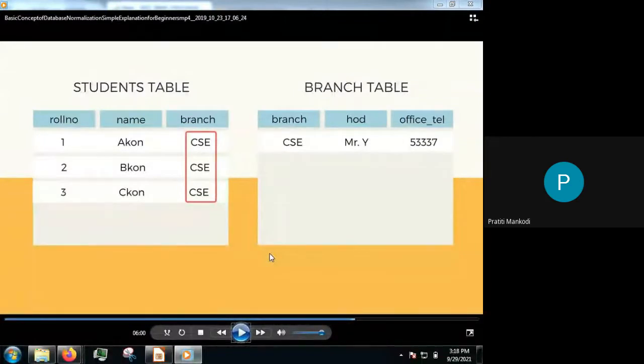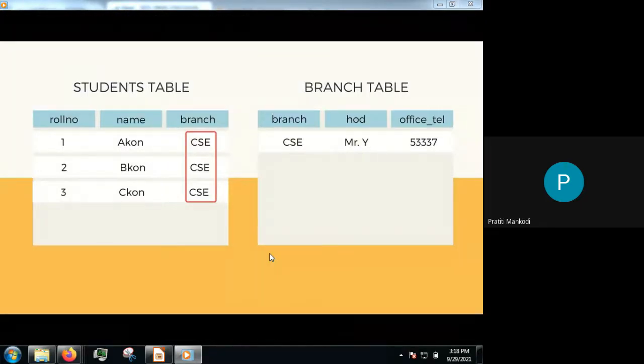Now, if some new student enters and the branch is say IT, what will happen? I'll only be writing IT, and the corresponding HOD information will be obtained from that table. So for another branch, IT, HOD Mr. Z, and the telephone number. You are only entering the relevant information in a particular table. You are not unnecessarily adding information to the table. We feel that keeping everything in one table will be convenient to retrieve, but no, it is not, when you actually come across real time examples.